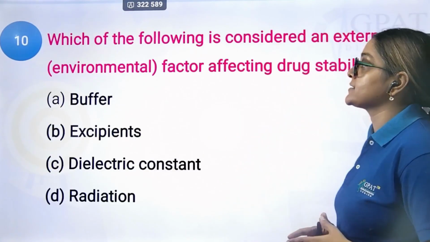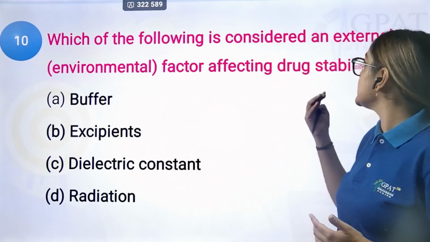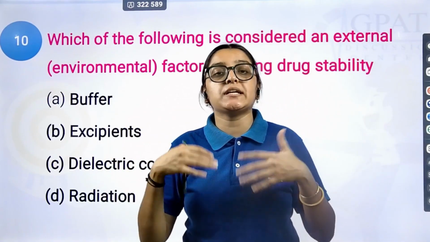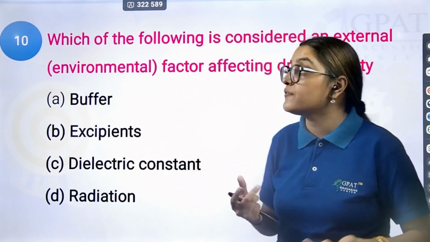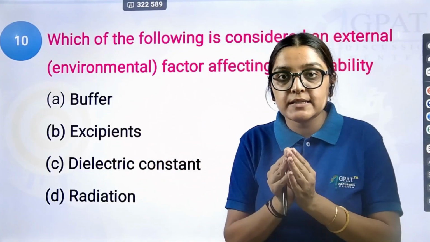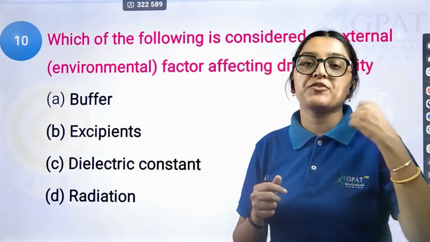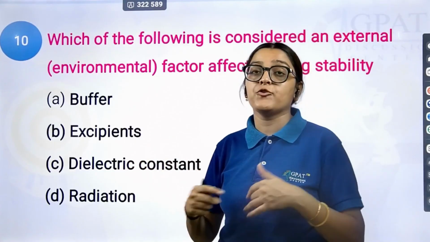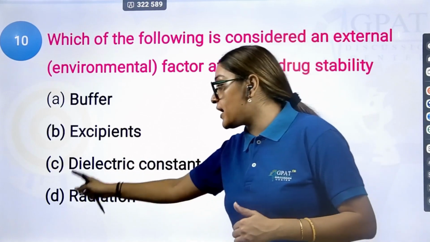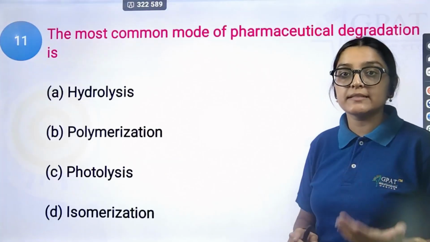we got our correct answer, option number B. Next, which of the following is considered as an external, that means environmental, factor affecting the drug stability? So using buffer, which type of buffer? That will be a part of its composition and testing, so it is not an external factor. Then we have the excipients. Excipients are also not external, but whatever drug is created, the final dosage form requires excipients. Dielectric constant itself will be a physicochemical property of the molecule, so it doesn't have to do anything with the external factor, but it is more of its own factor. So we have radiation, which is quite outside, that means an external factor, right? So it is easier to find out.